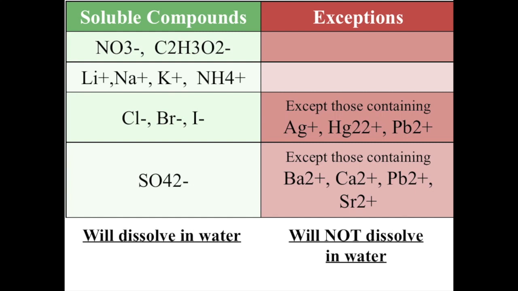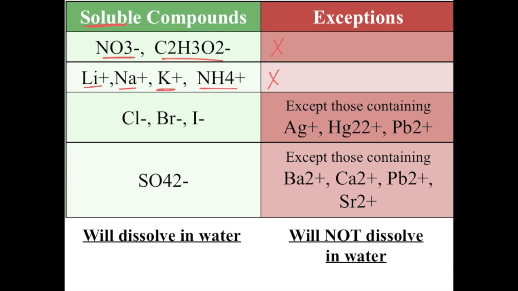I see that everything in this left-hand column is soluble. For example, we've got nitrate ion, we have the acetate ion. Those are soluble in water no matter what they are bonded with. So there are no exceptions to these polyatomic ions being soluble or compounds containing those ions being soluble in water. On the next line, we see that lithium, sodium, potassium, ammonium are all soluble, and there are no exceptions to that.